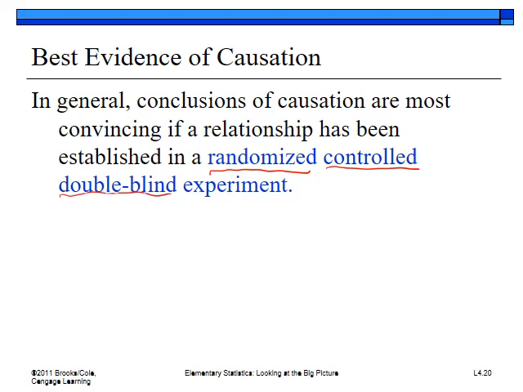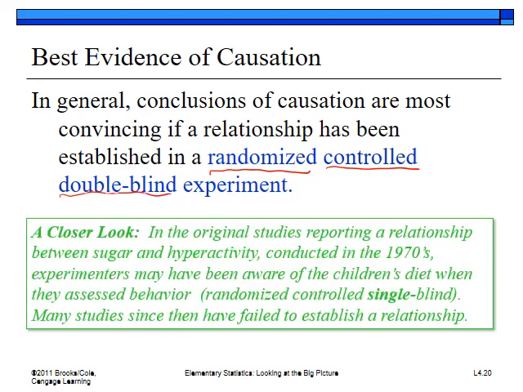We've been spending a lot of time with this notion of the relationship between sugar intake and hyperactivity. Back in the 1970s is when these studies saying that there is a relationship first came out. But there's a good chance that those experiments were single blind and not double blind. Since then, those results have not been able to be replicated, which means that there may have been some bias introduced by the fact that it was single blind.